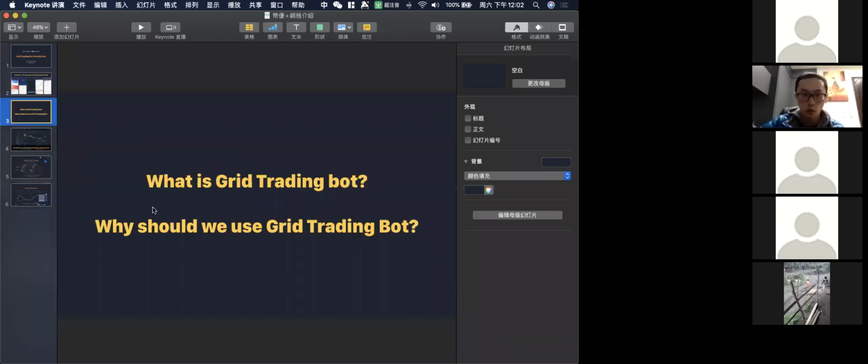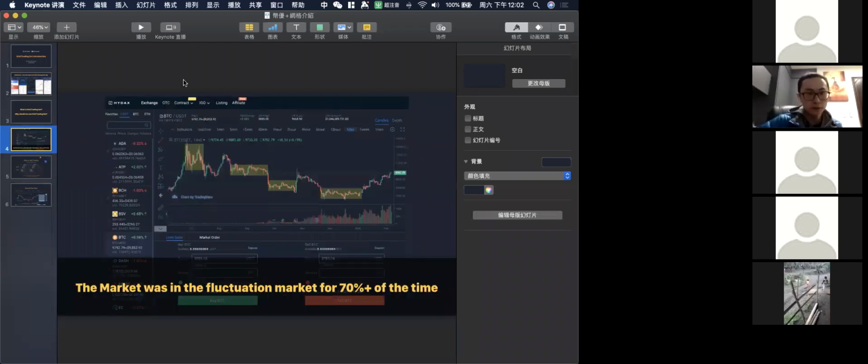So what is Grid Trading Bot and why should we use it? According to the market situation, which I screenshotted from the Hydax exchange, around 70% of the time the market was in a fluctuation phase, which means the price just keeps pumping and dumping within a specific price range, just like what I have stated in the screenshot here. You can see the little yellow square box.